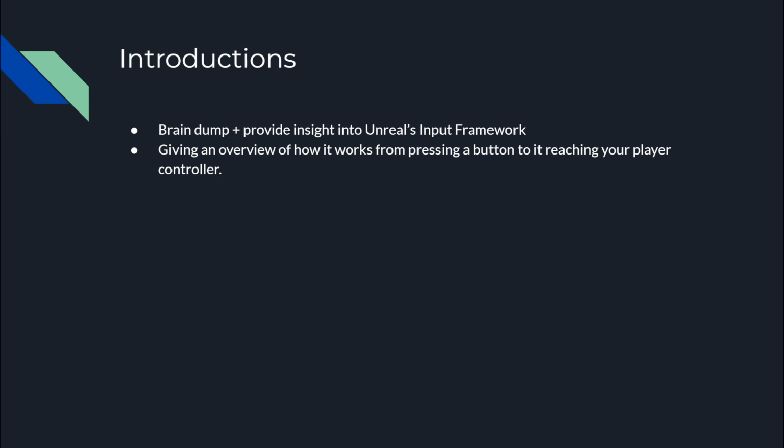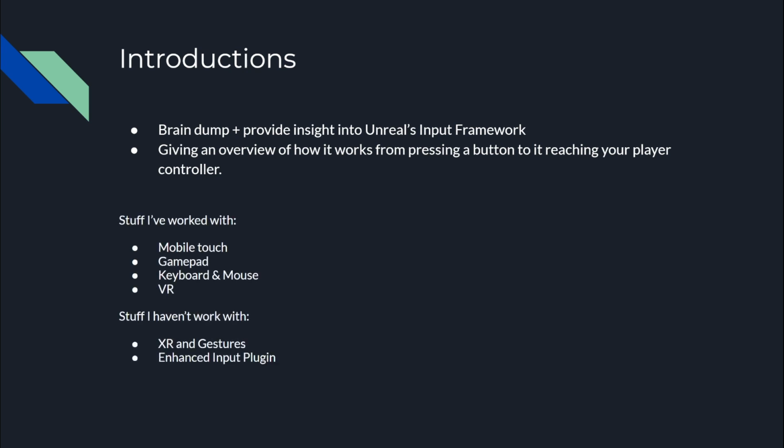And you'll be able to know where to plug in your input hook-ins for when you're dealing with UI and you want to get the input before even the UI does, so that if you want to do context switching and all that fun stuff. And just giving a general overview of when the player presses the button to when it reaches your pawn or whatever.